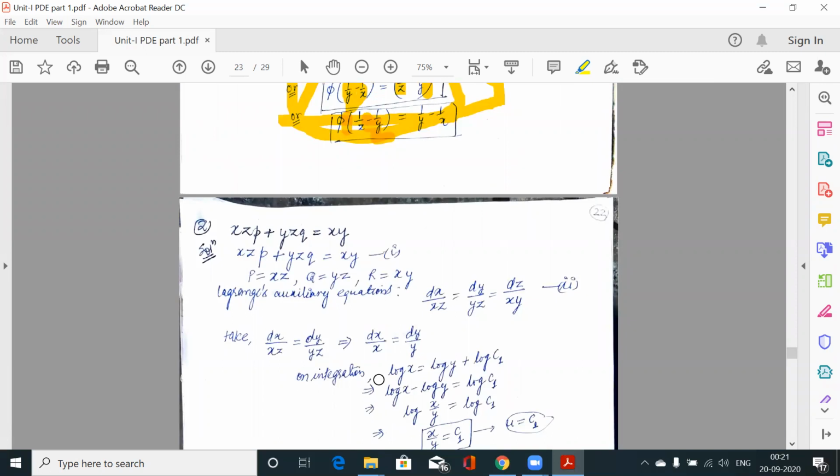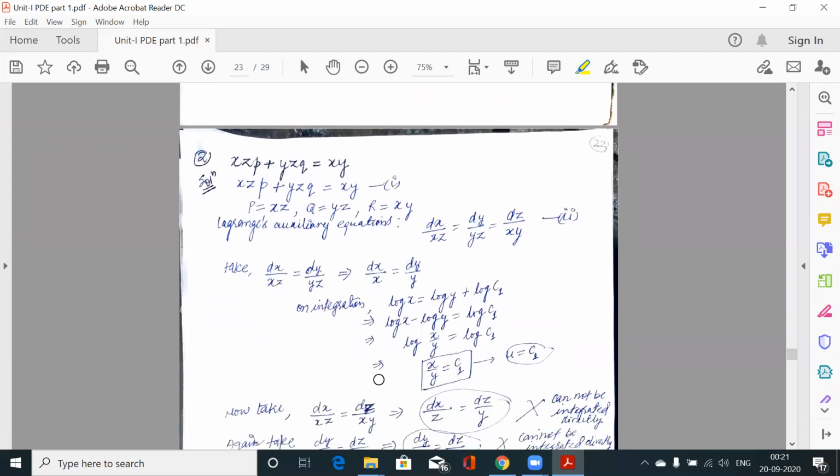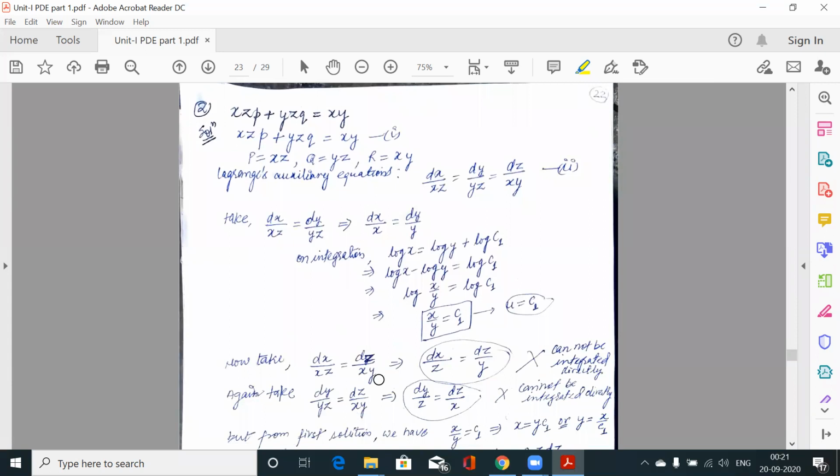When direct integration was possible. Next, see the next question: xzp plus yzq is equal to xy. Now, I'm not writing the steps again and again because now you know what is step 1, what is step 2.